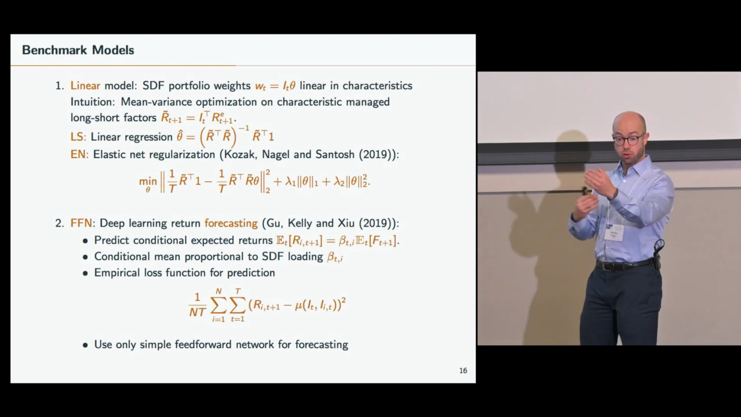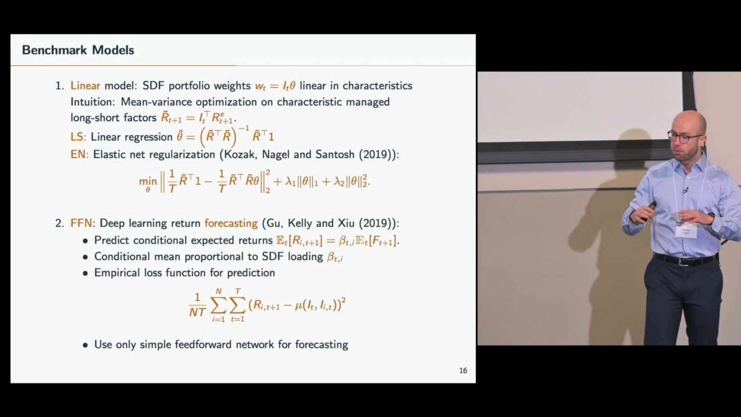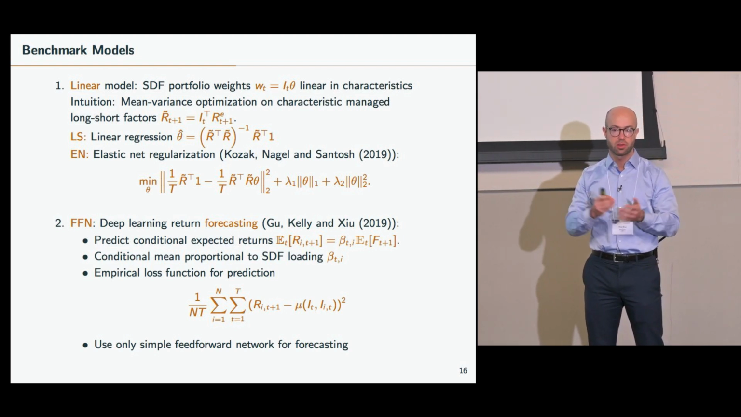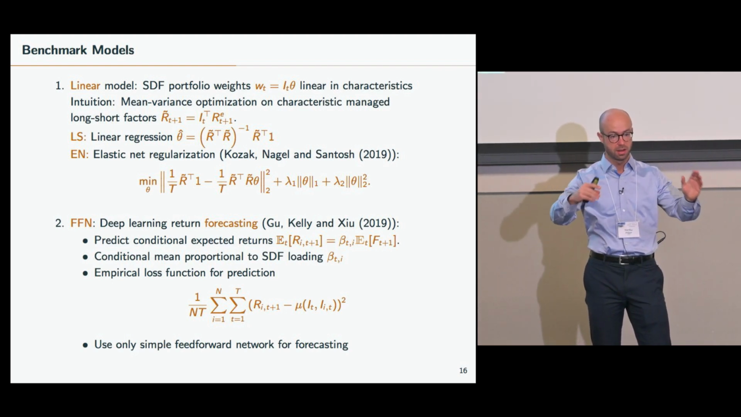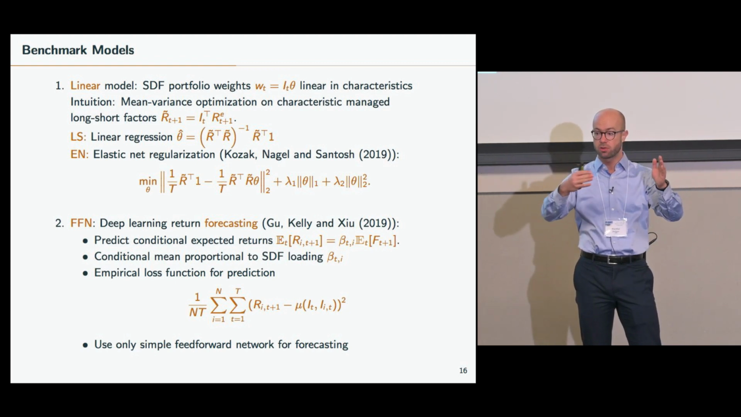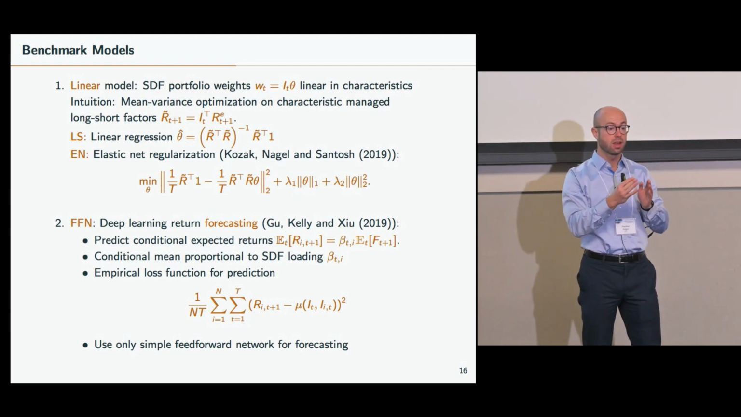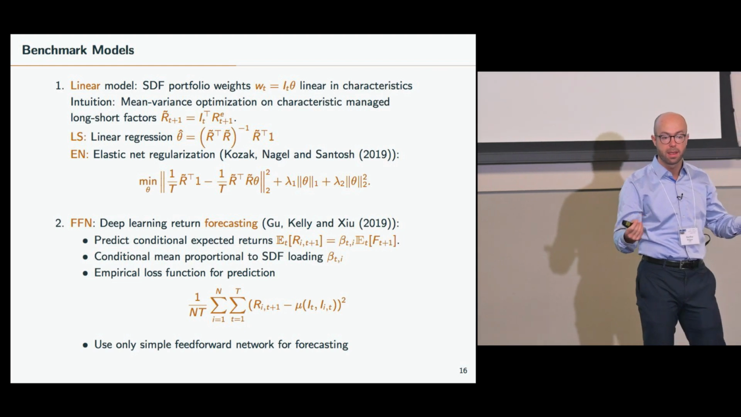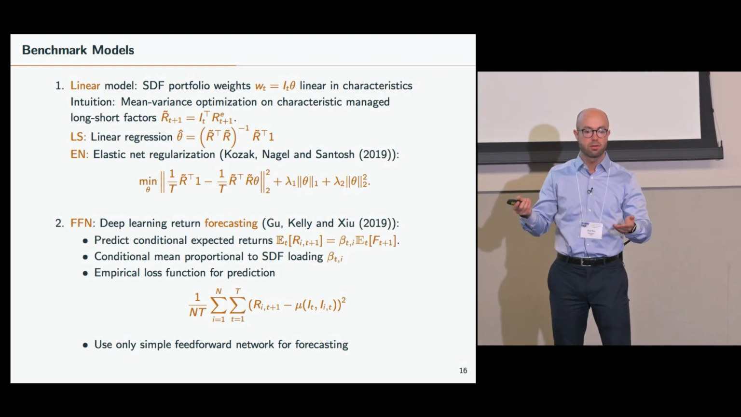Now we will have two benchmark models that we want to compare it against. And one thing I want to highlight: there are of course a lot of machine learning methods out there, and we don't want to run a horse race over who gets the highest Sharpe ratio. So we have picked these benchmark models because they're in some way special cases. What happens if I take my complex model and say every functional relationship needs to be linear? In that case, our model boils down to a linear factor model where you do a mean variance optimization on long-short factors.